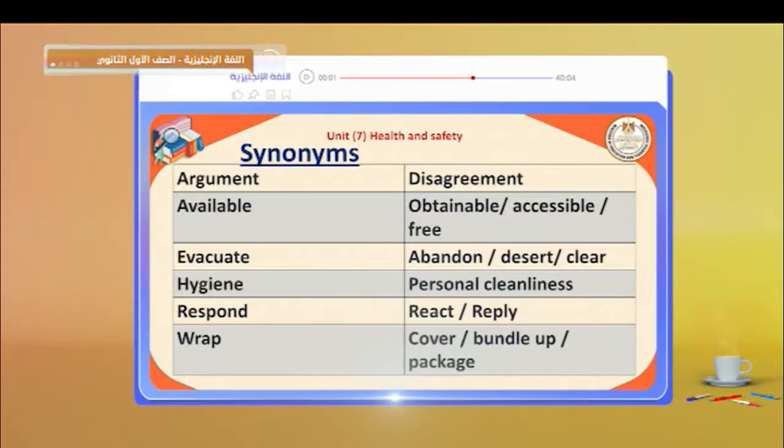Here we have some of the synonyms in Unit 7. Of course, as you know, the synonyms are the words which give the same meaning. We have the word argument first, and argument means disagreement. We have argument about something means we have disagreement. We don't agree about that thing. We argue about it. We have the word available. Available means obtainable or accessible or free. When I say I am available now, means I'm free now. When I say the book is available, means it's obtainable. You can get it. You can obtain it.